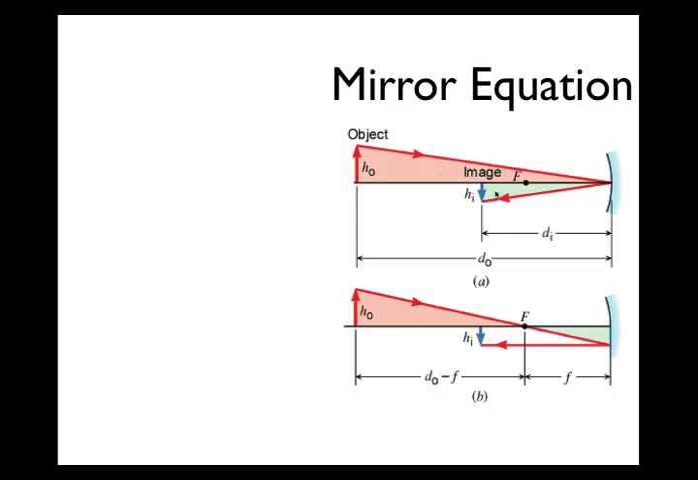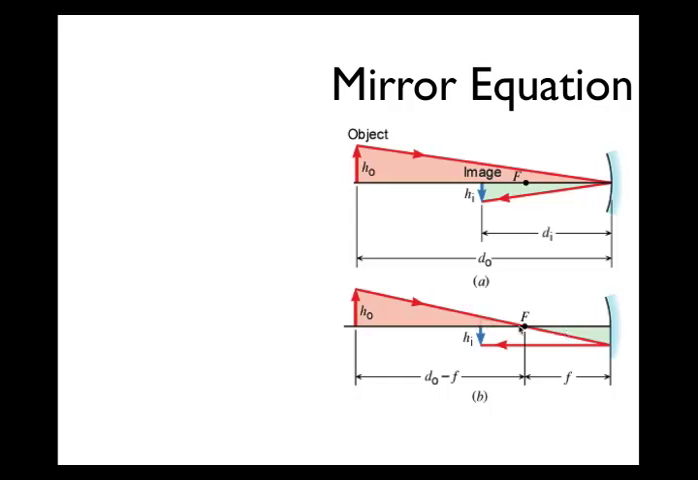So the two shaded triangles in diagram A are similar to one another because they share common angles. This angle, the angle of incidence, has to equal the angle of reflection. They both have a 90-degree angle, and that means these third angles are also equal to one another in those triangles. Same thing down here, these two triangles are similar to one another as well, for the same kind of reason.